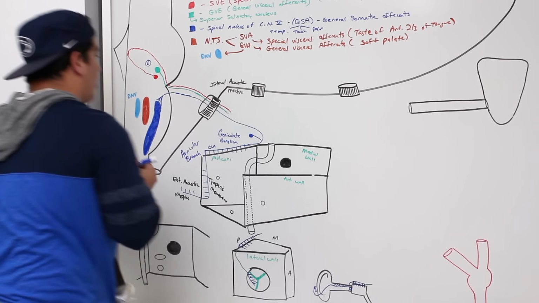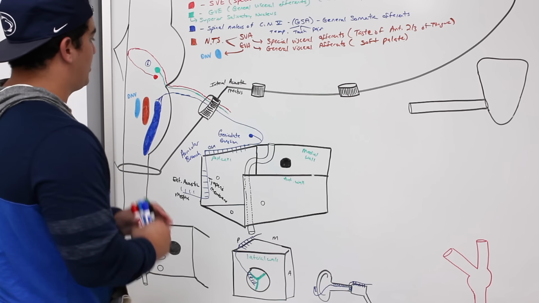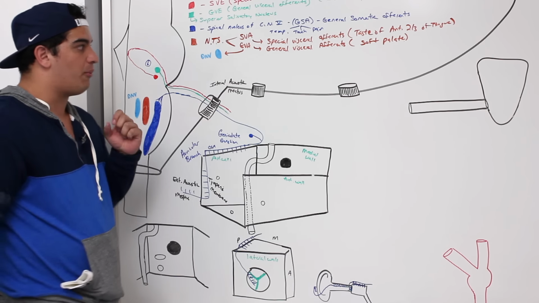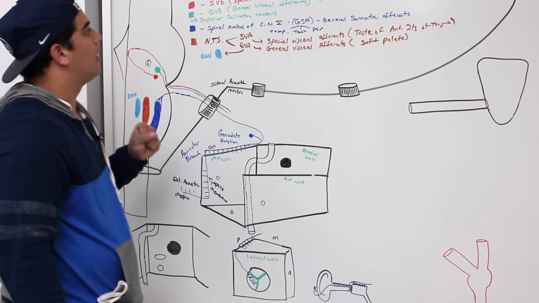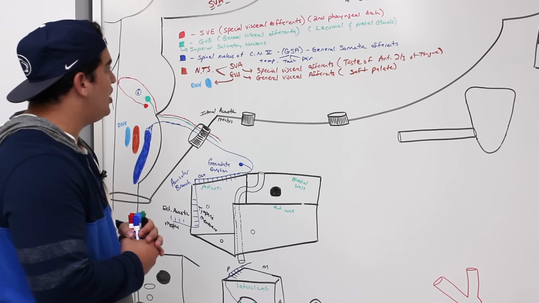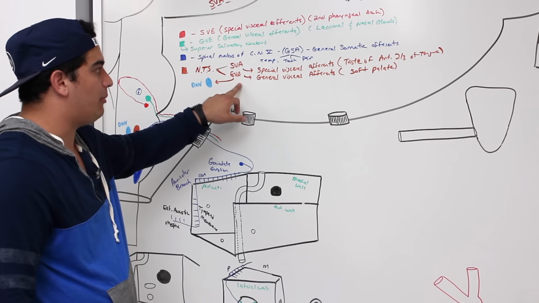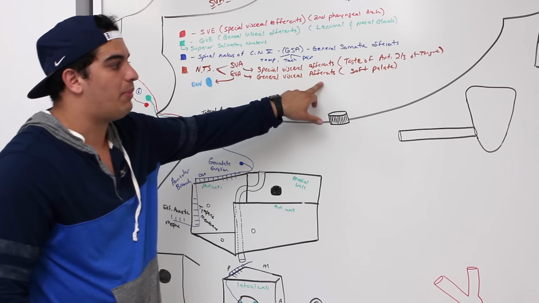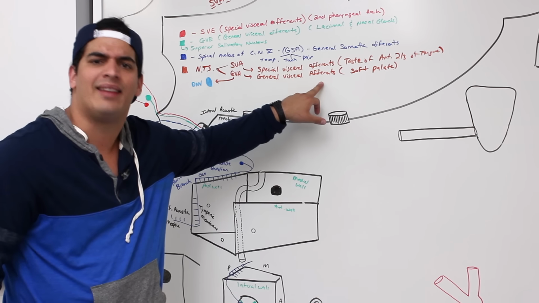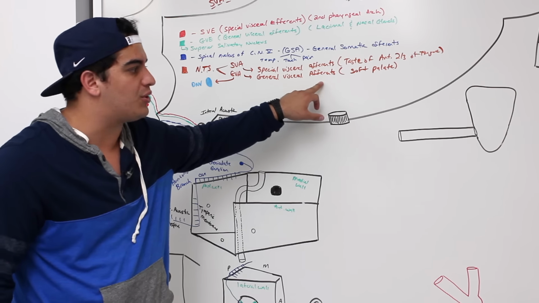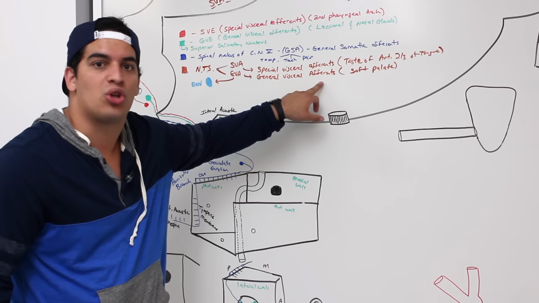Sweet deal. All right, now let's go to the next one. Let's do the next sensory ones, because we're going to do the motors and follow the motors afterwards. Let's do the GVA since it's a pretty quick one. We're going to do the GVA fibers. The GVA fibers are basically general visceral afferents. They're picking up a little bit of touch, pain, and temperature and visceral sensations from specifically the soft palate.